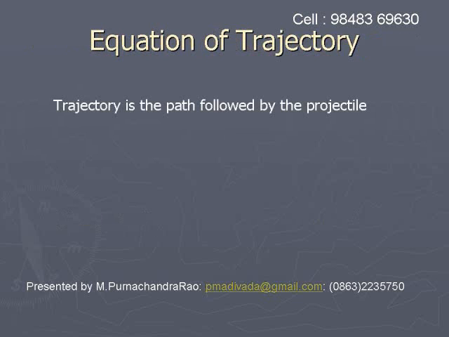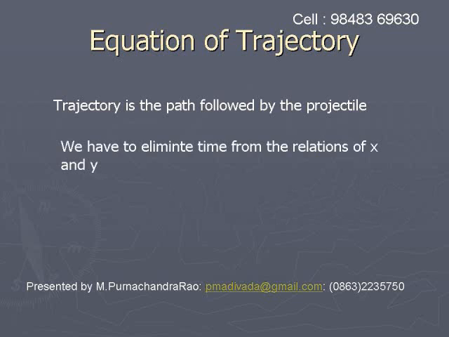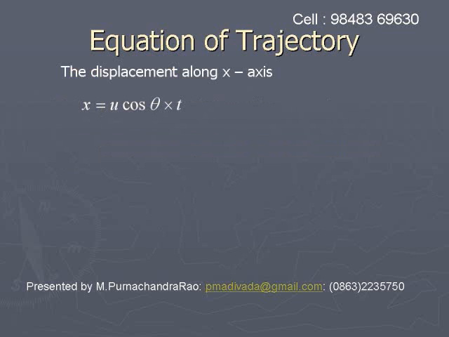Equation of trajectory. Trajectory is the path followed by a projectile. Let us find its equation. To find the equation, we have to eliminate time from x and y to obtain a relation between x and y, between x coordinate and y coordinate.